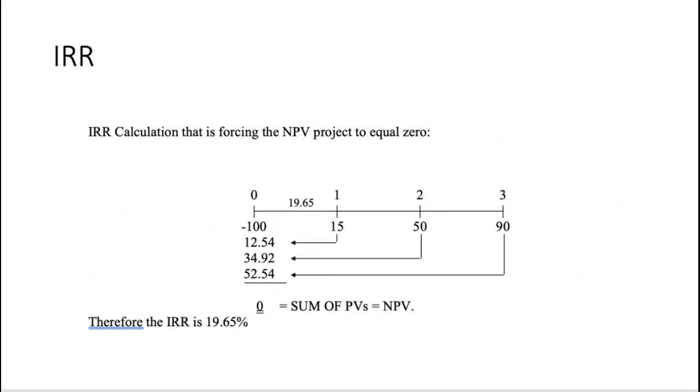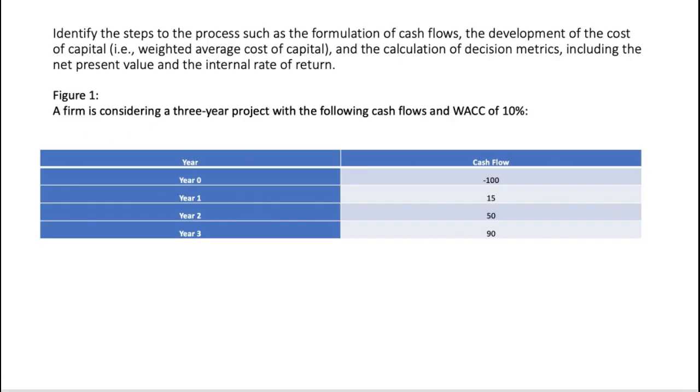Okay? So the calculation forcing the NPV of the project to equal 0, then we can go and look at the internal rate of return, and we find out that it is 19.65. All right. Now, when we do all this and we go back to our question, identifying it, we find out that the cost of capital is our WACC, how much it costs to borrow. Then the next one is the calculation decision matrices, which is our net present value and our internal rate of return. So we do those to find out if it's a positive, good to go project.